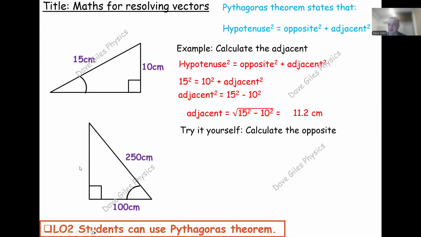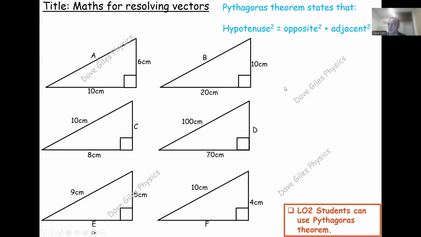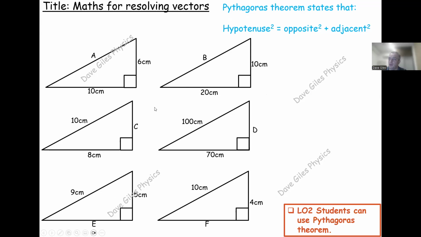Now try this yourself, but this time you are calculating the opposite. So how long is this side here? Pause it, and the answer is 229 centimeters. I'll just put these on the screen, and you can pause it and work your way through. I'll put the answer on in a few seconds. And the answers. Okay, so that is the first learning objective about using Pythagoras theorem complete.